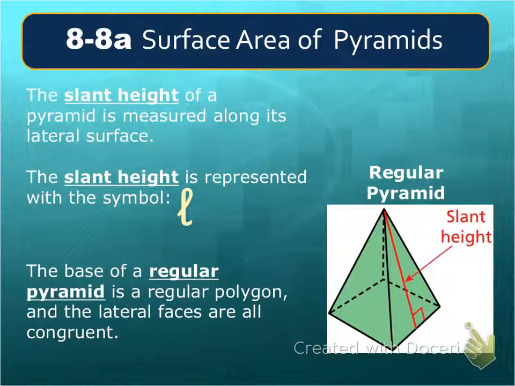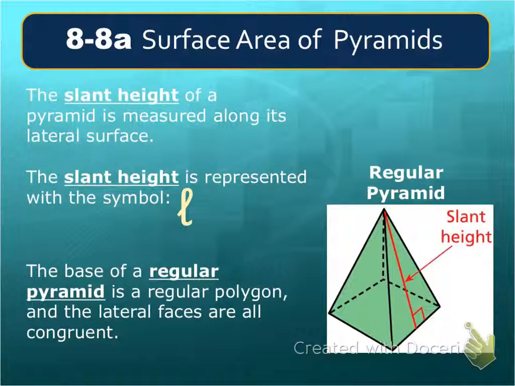Okay, when we're looking at these, the slant height of a pyramid is measured along its lateral surface. Lateral just means the side surface. The lateral surface, right there's the slant height. See in the diagram where the slant height is? Well, the slant height is represented with this symbol. It kind of looks like a cursive L, almost.